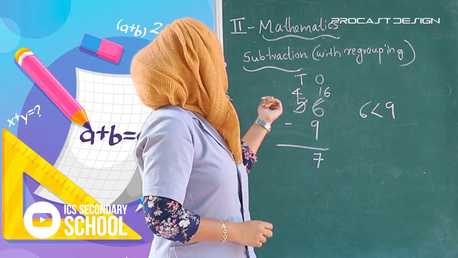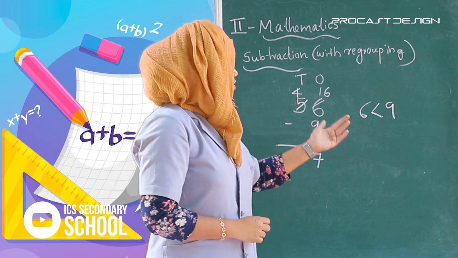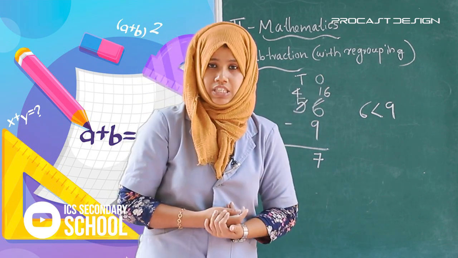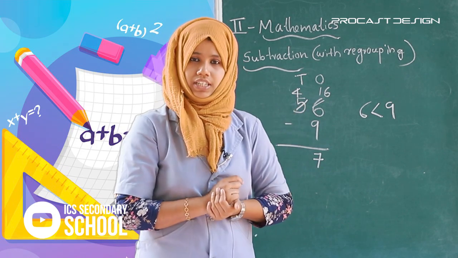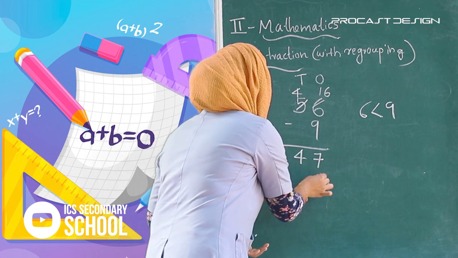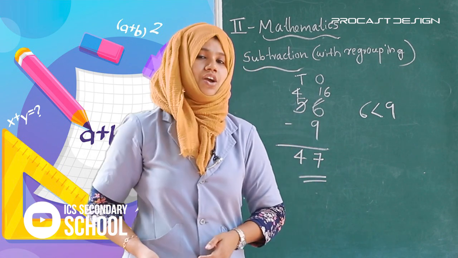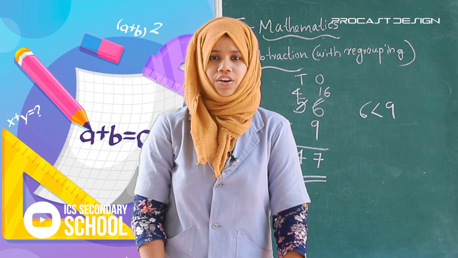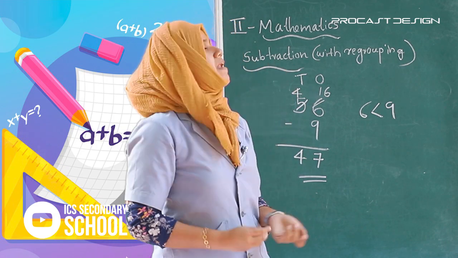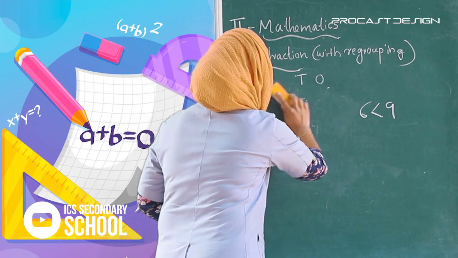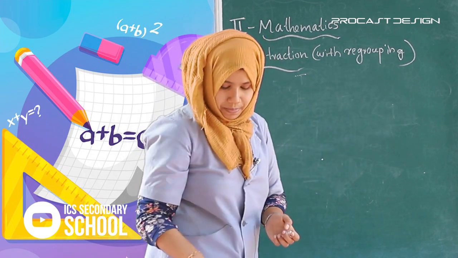Here, how many tens are there? There are 5 tens, but we gave 1 ten to the 6. So here 4 tens are left. So we write 4, and the answer is 47. Okay, is it clear? So this is subtraction with regrouping. We have another example.